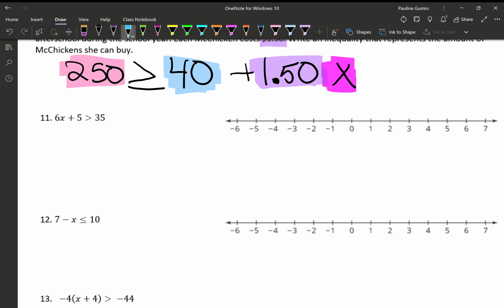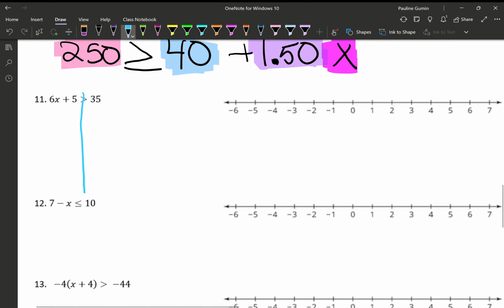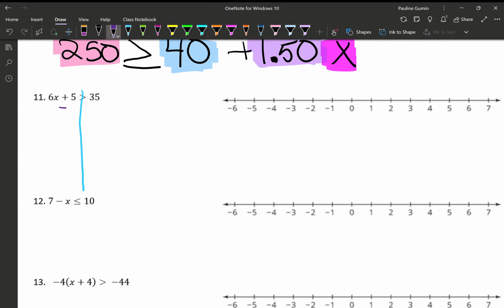Now let's do some solving of inequalities. When we solve inequalities, we have to graph them on our number line too. The way we solve inequalities is exactly the same way we solve equations, with one special rule. If we multiply or divide by a negative number, we must flip the sign. Let's start with number 11. I'm going to put a line down the middle. My goal is to get x by itself. So I'm going to start with subtracting 5.